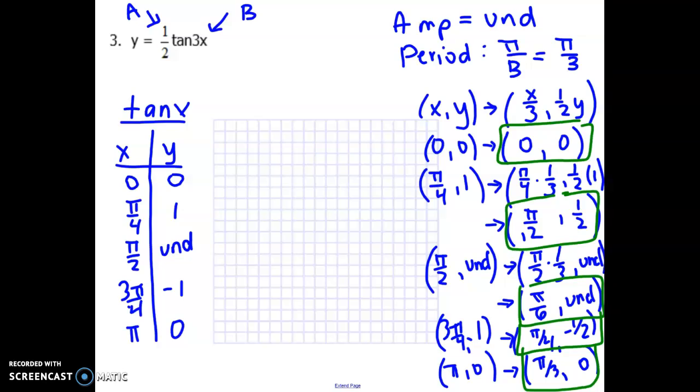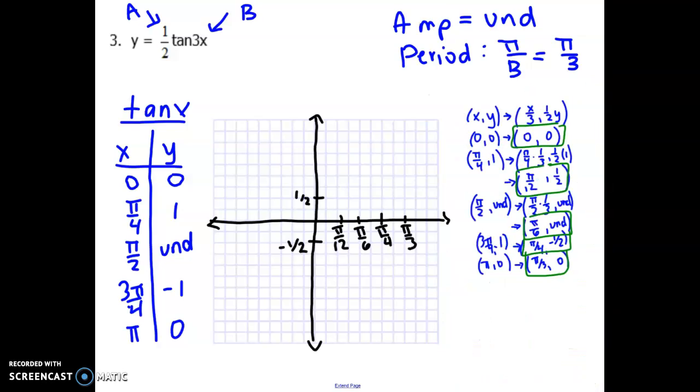So you should get the following points here when you do your mapping. Now we're just going to put them on the graph. And we start at 0, we go up to pi over 12 and half, and our asymptote is located at pi over 6. On the other side, we go pi over 4 negative half, and pi over 3. Then remember, your graph has to hug the asymptote, so the period would look something like that.